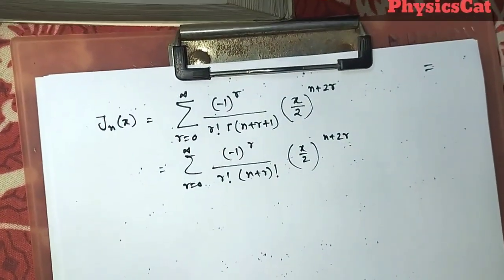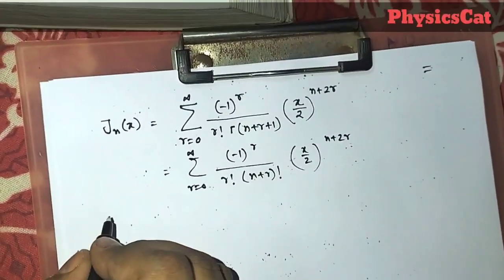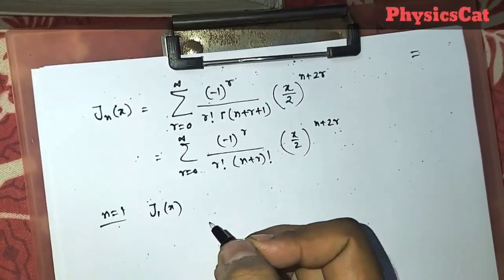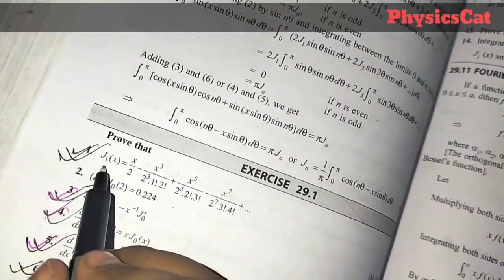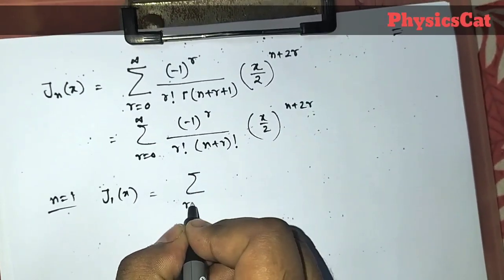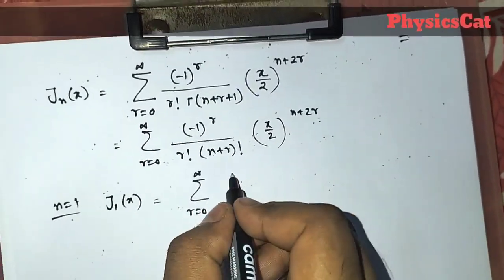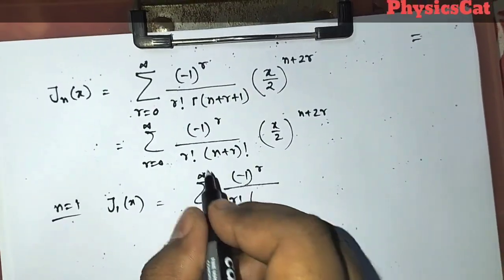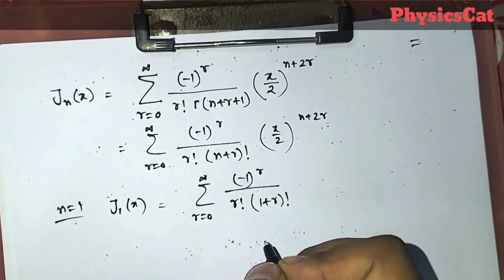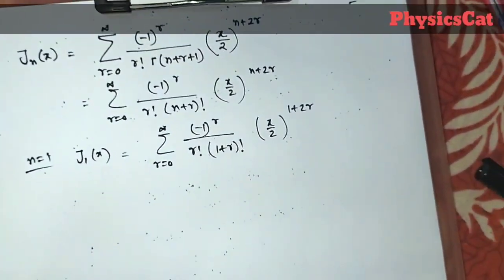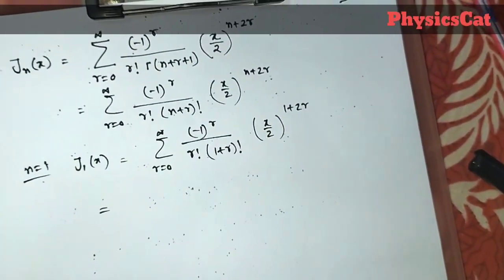Now substitute n equal to 1. Why n equal to 1? Because it is said in the question J1(x). So this is the left hand side: J1(x) equals the summation r equals 0 to infinity of (minus 1) to the power r over r factorial, and since n equals 1, (1 plus r) factorial, times (x/2) to the power 1 plus 2r. I think it's clear. Now substitute the values.